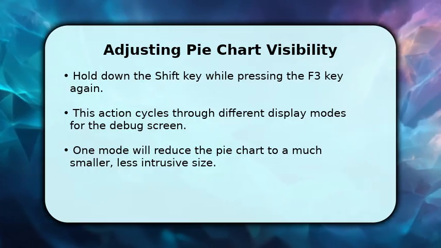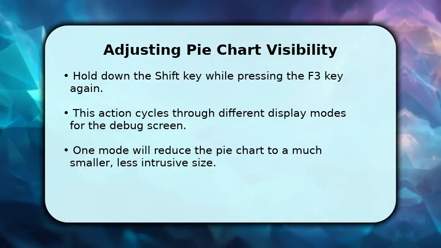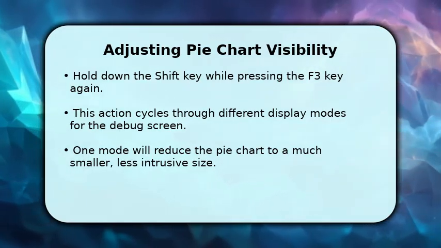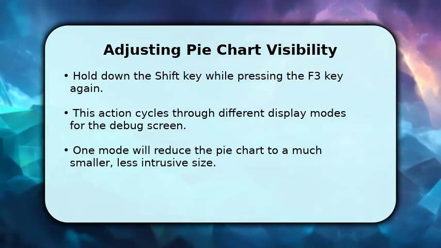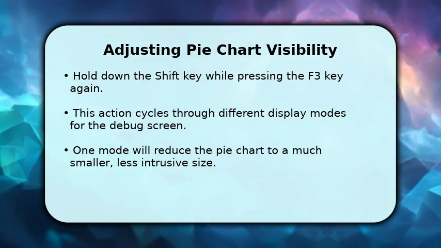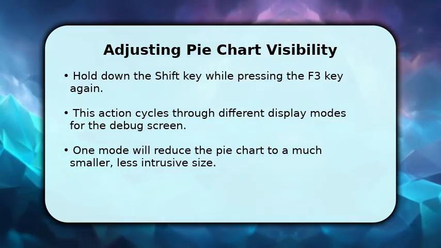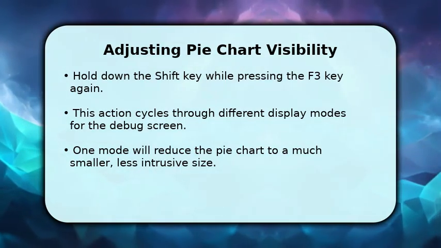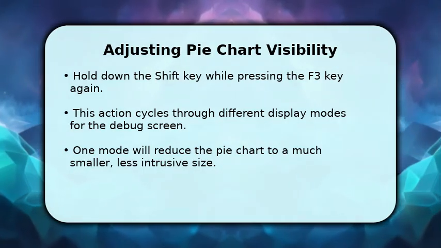While the debug screen is active, hold down the Shift key and then press F3 once more. This action doesn't close the debug screen but instead cycles through various display configurations. Keep pressing F3 while holding Shift until you find the mode that significantly shrinks the pie chart. It will still be visible, but much less obtrusive, allowing for better gameplay visibility.